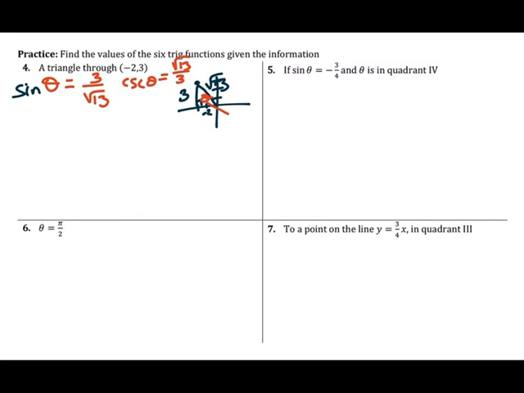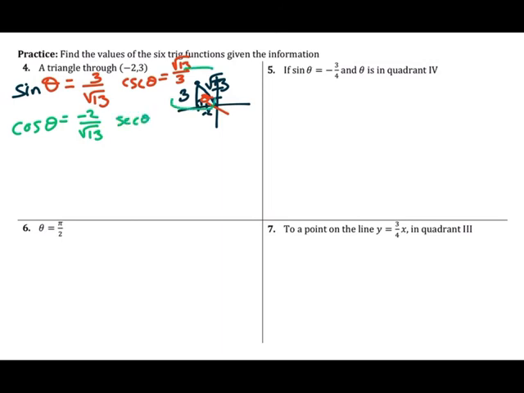Now, in this quadrant, both of those values are positive. All Students Take Calculus, right? This is the Students quadrant, so sine and cosecant should be positive. Let's look at cosine now. Cosine of theta is adjacent, which is -2, over hypotenuse, which is the square root of 13. It should make sense that cosine is negative, since in this quadrant, quadrant 2, cosine should be negative.